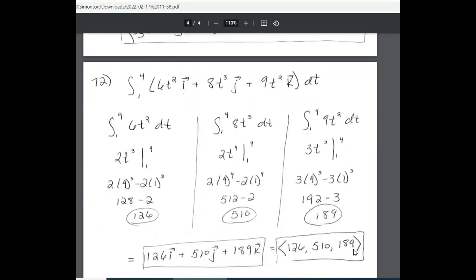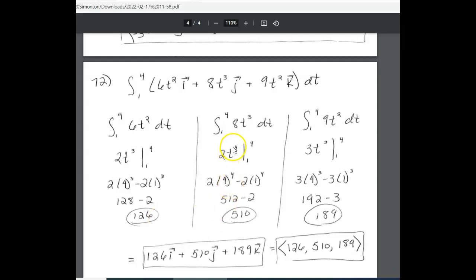If it was a definite integral, the only difference is once you do each antiderivative, you evaluate it between your limits. So this time you get numbers for each of those components. So the integral from 1 to 4 of this vector function, notice it's a vector with i, j, k. We're going to do the antiderivative of the x function from 1 to 4, the antiderivative of the y from 1 to 4, and the antiderivative of z from 1 to 4. Here, t to the 3rd divided by 3 would make this 2t cubed between 1 and 4. So 2 times 4 cubed minus 2 times 1 cubed simplifies to 126.